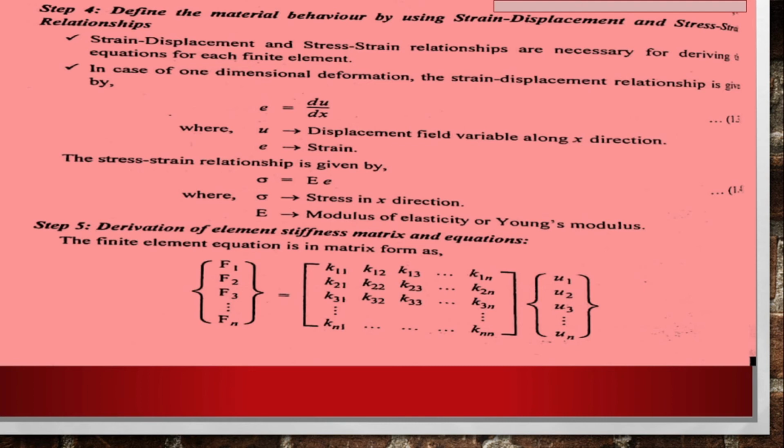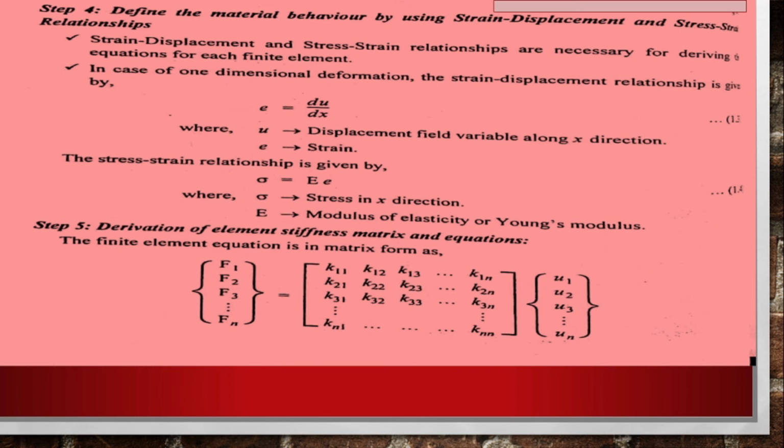Here the strain displacement relationship is given by strain e is equal to du by dx. Here u is nothing but the displacement field variable along the x direction, and e is nothing but strain. The stress strain relationship is given by sigma is equal to capital E into small e. So sigma is the stress in the x direction, and E is the modulus of elasticity or Young's modulus. So this is the stress strain relationship for defining the material behavior.